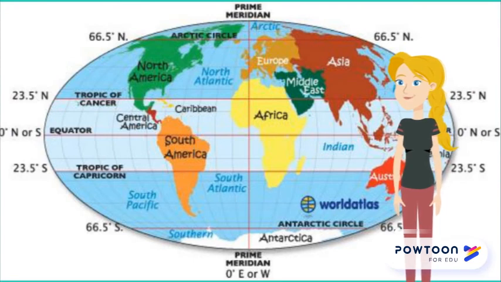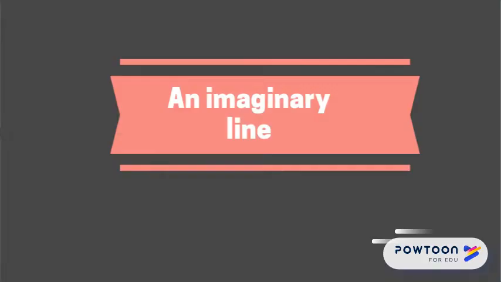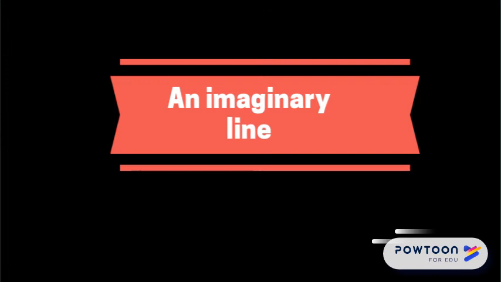Now, looking at the north or south of the equator, some countries of Africa lie above or north of the equator. Some countries lie underneath or south of the equator. Some countries lie on the south of the equator. Remember, the equator is an imaginary line.